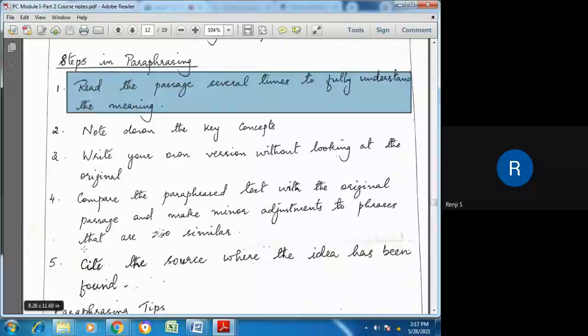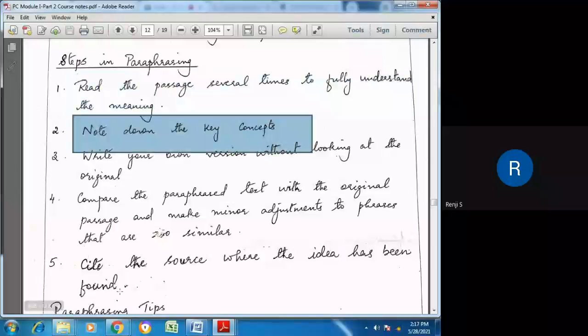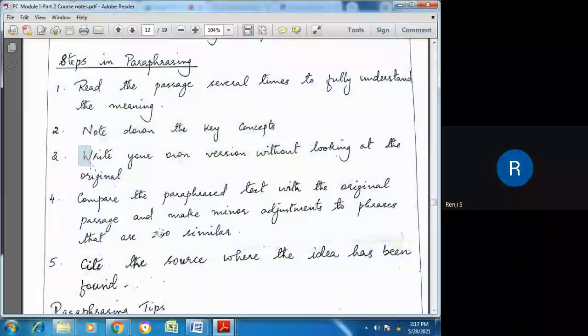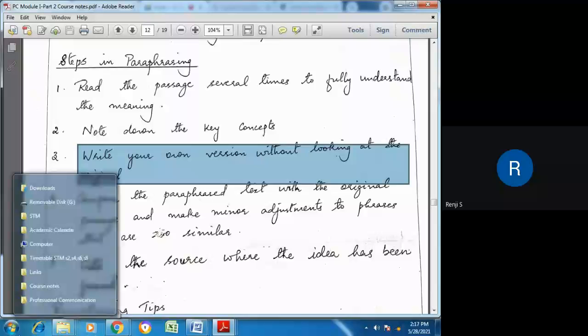You have to read the passage first several times and understand the meaning of that passage. Then, the second step is to note down the key concepts. What are the important points mentioned in the paragraph? Note down the important concepts. Then, the third step: write your own version without looking at the original. You have to write the concept which you had understood in your own sentences.